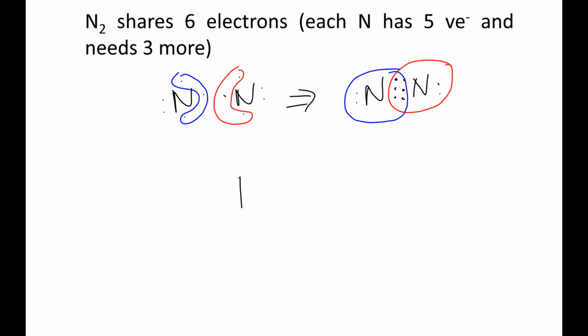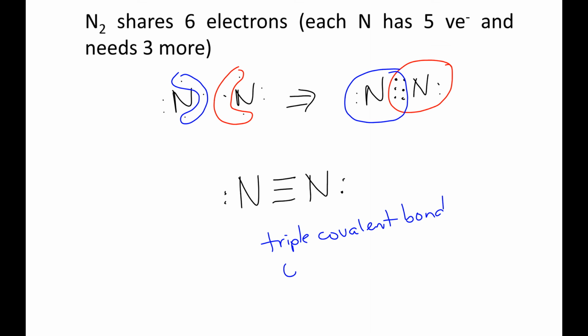And we represented each of those 2. See, there's a pair, there's another pair, there's another pair. So we have now made a triple covalent bond, or triple bond. And each of the triple bonds is 6 electrons, or 3 pairs of electrons. Okay?